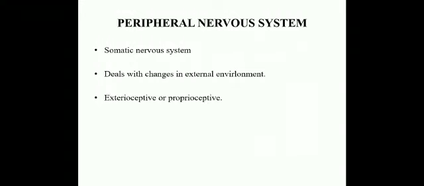The peripheral nervous system includes somatic nervous system and the autonomic nervous system. The somatic nervous system deals with changes in the external environment, that is exteroceptive or proprioceptive. It includes 12 pairs of cranial nerves and 31 pairs of the spinal nerves.